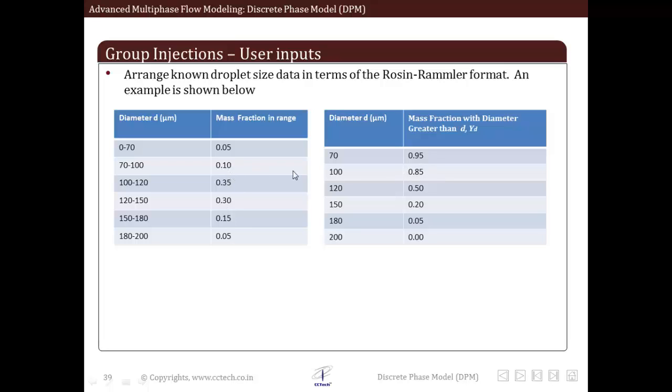As you can see, 0.85 is nothing but the addition of all these, that is the particles that are greater than diameter 100. That is the mass fraction of particles that is greater than diameter 100. So we obtain this particular graph from our known data.